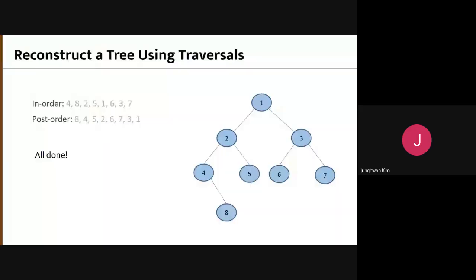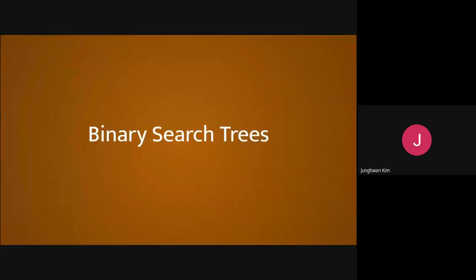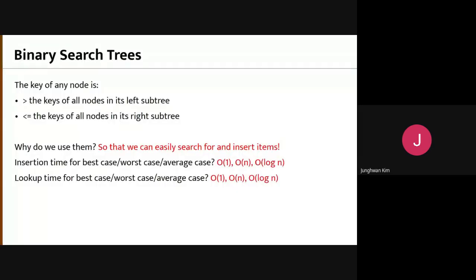Okay. So these were the tree traversal and reconstructions. Let's move on to the binary search tree, which is the main data structure I wanted to talk about today. In the binary search tree, you can correspond this to the in-order traversal. Every left subtree element should have a key smaller than the current node. And every right subtree element should be larger or equal to the current node.